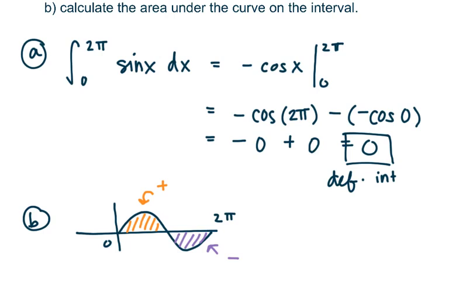And because this is a symmetric function, it makes sense that those two areas canceled out and gave us the definite integral equal to 0. So if we want to calculate the area, we need to consider, well, where does this graph cross over the x-axis? And we know that occurs at pi.